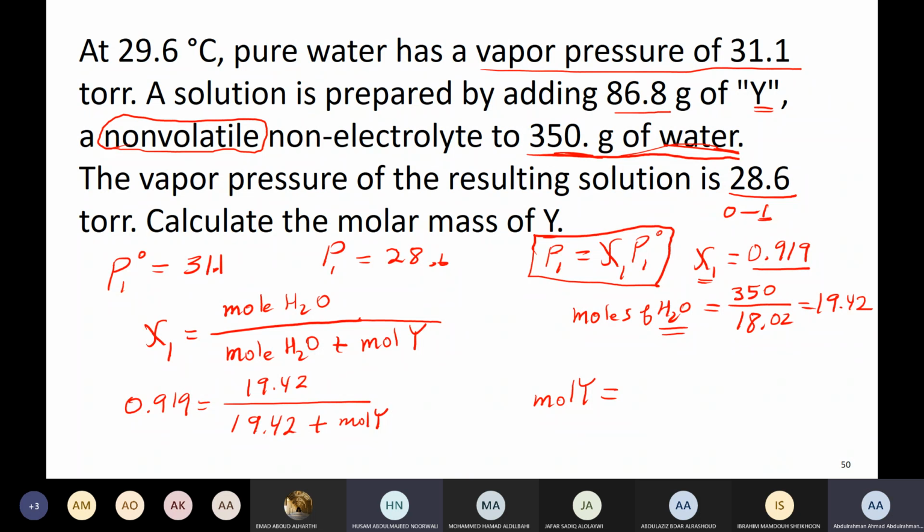1.71? Yes. 1.7, I'll take this one. Yeah, that's fine. Good, moles. Excellent. Now, can you tell me, if we have 86.8 grams and this is the mole, what's the molar mass of Y? 86.8 divided by 1.7. Give me an answer.